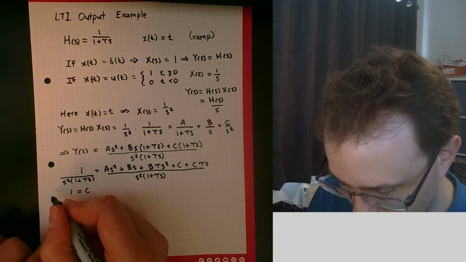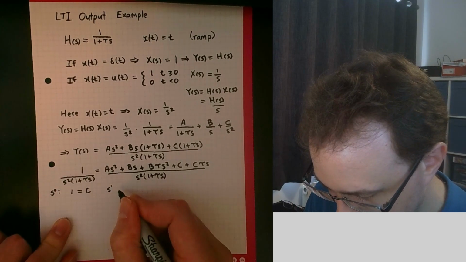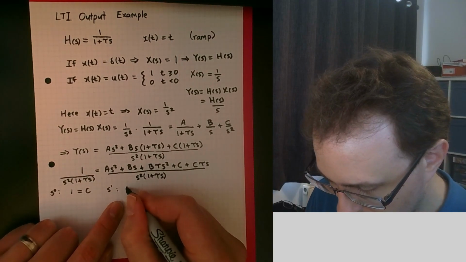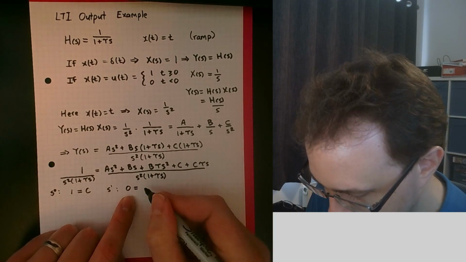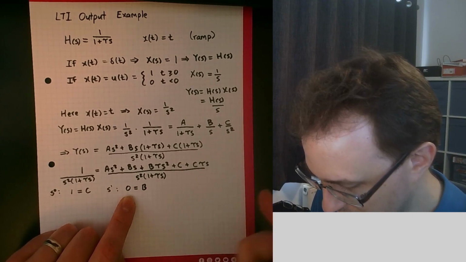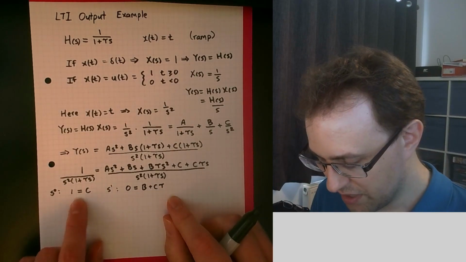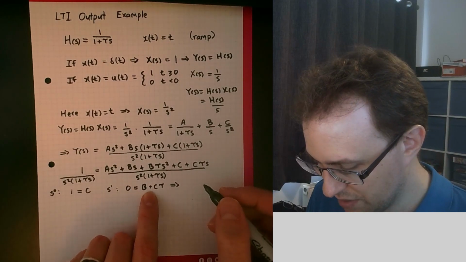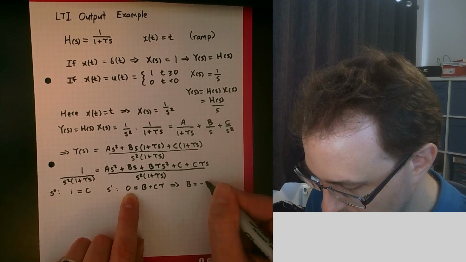That is for s to the 0. If we look at s to the 1, on the left-hand side, we don't have anything. We don't have any terms with just a single s in the numerator. On the right-hand side, we have b, and we have c times tau. But we already know that c is equal to 1. So from this we can see that b plus tau will be equal to 0. That means that b is equal to negative tau.